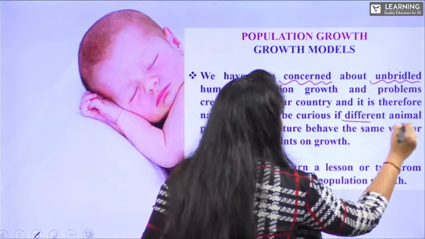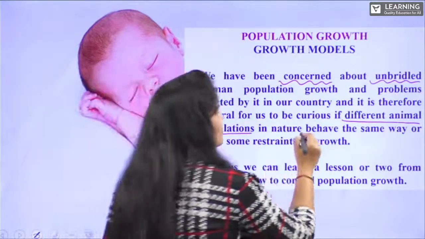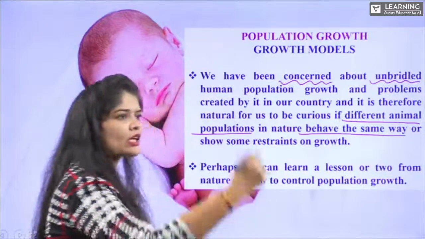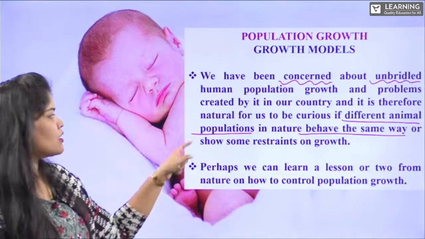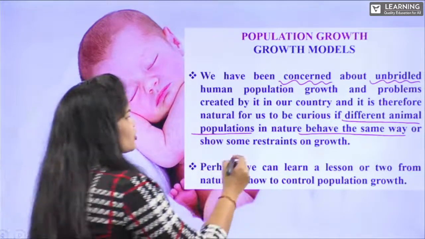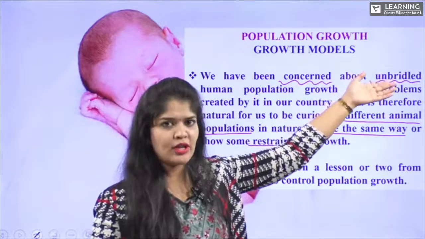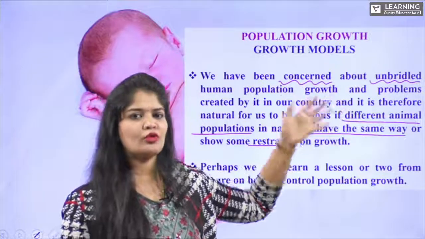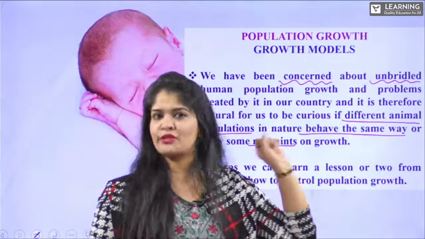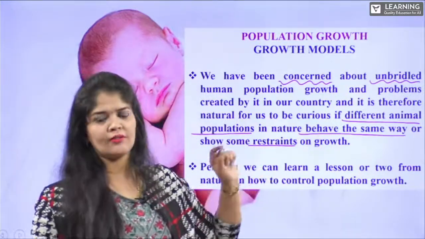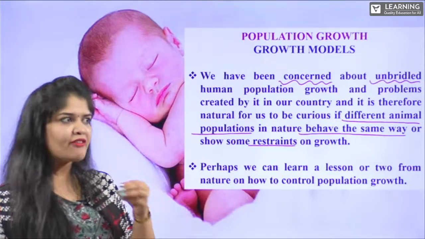Curious if different animal populations in nature behave the same way. Behave the same way means whether it is also ever increasing its population growth, population size, or shows some restraint, which means control. Here is an uncontrolled growth, right? So we are searching for a solution where we can get control over this uncontrolled growth, because the human population growth is ever increasing.